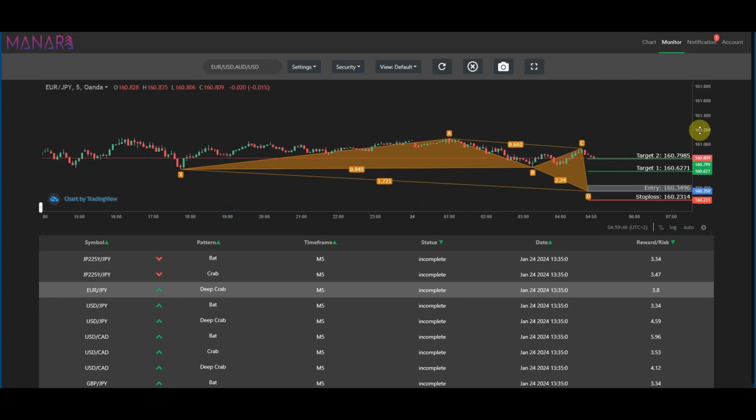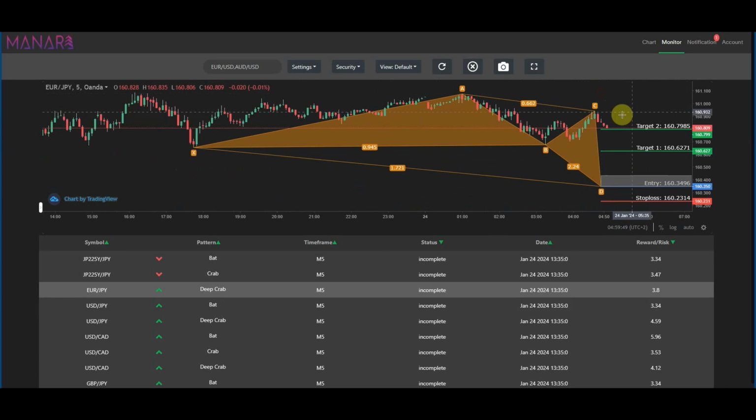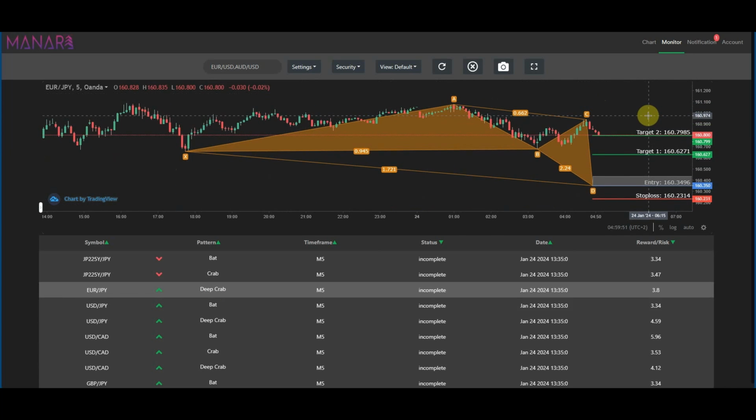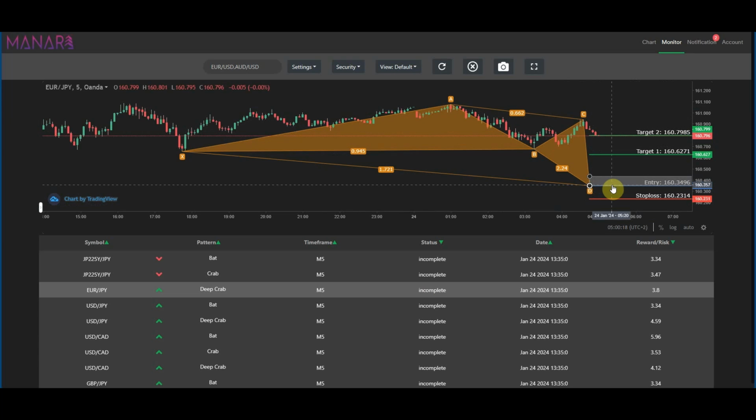Now, some of these patterns are really hard to make out and see if you're just trading manually and looking for it for yourself. I wouldn't particularly notice this as a pattern as such, but here it is. So from the C, it's an incomplete pattern, and it's basically looking to head down to this D level, which is the entry. This is the gray box here. So an entry at 160. And what that means is the market is expecting to get to this D, get in for a buy, and you've got two targets to basically aim for, and then a stop loss down here as well.